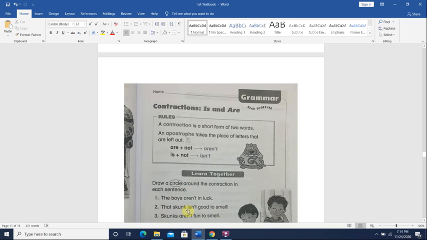Number 2, that skunk isn't good to smell. That skunk is not good to smell. So here is isn't, and this is not, and this is the apostrophe. So this is the contraction, isn't. Circle isn't.